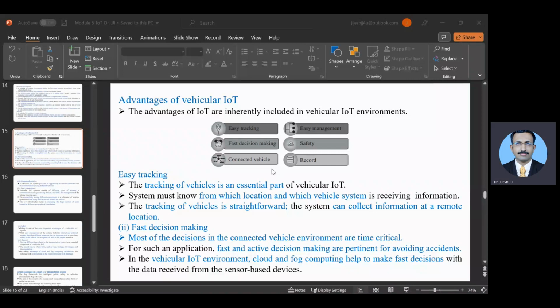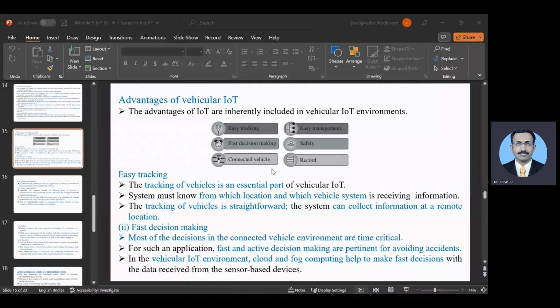When you have a device, it can monitor and it can take care of the entire system. What will be the advantages? What are the 6 advantages we have? The first one is easy tracking. Second one is easy management. Third one is fast decision making. Then safety. Then connected vehicle. And the last one is record. So these are the advantages. So the first one is what? Easy tracking. What do you mean by easy?